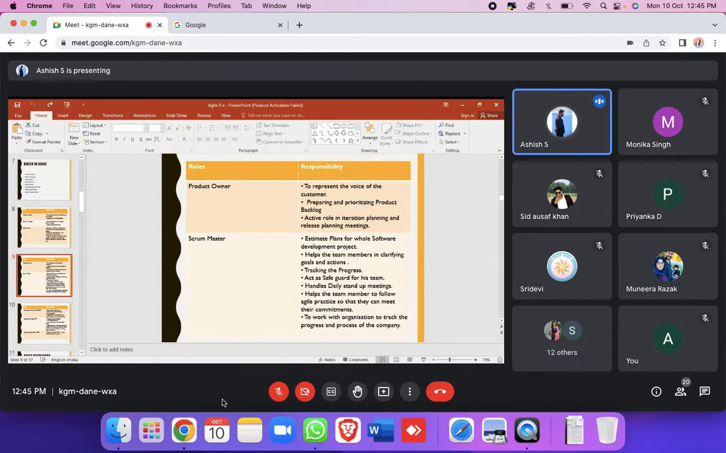Understanding? Sir, could you please repeat again? Okay, sure. What happens is, there are two types of product owner. The first one is the one who comes from the customer place itself, the one who is giving the requirement itself.